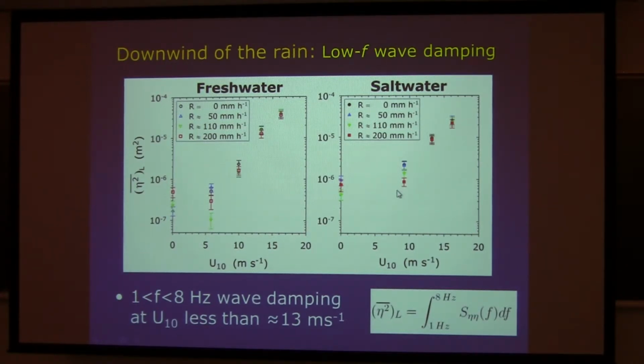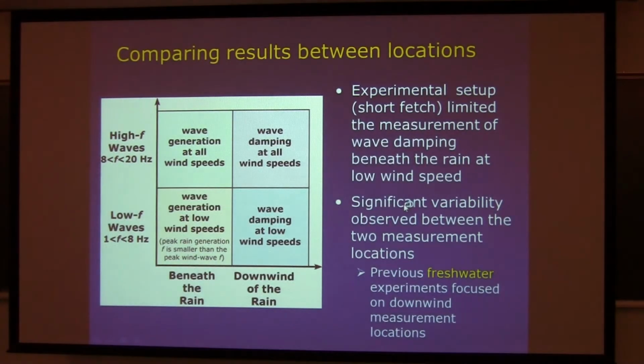But what is interesting to note is that if you look closely at the 10 meters per second case for fresh and salt water, there's an increase in damping observed in the saltwater case compared to the fresh. So to summarize that, the experimental setup, or short fetch, did limit the measurements of wave damping beneath the rain at the low wind speeds. However, beneath the rain at high frequency waves, there was wave generation measured at all wind speeds, which had previously been not measured.